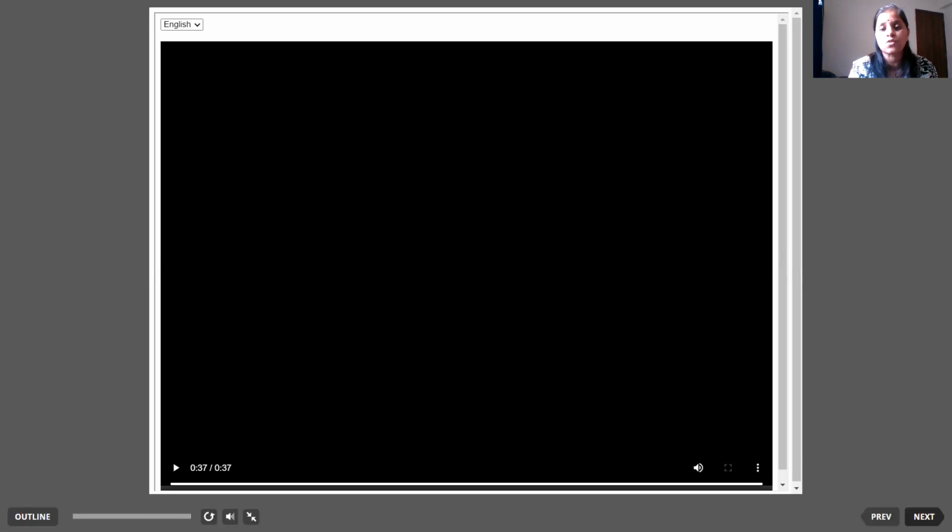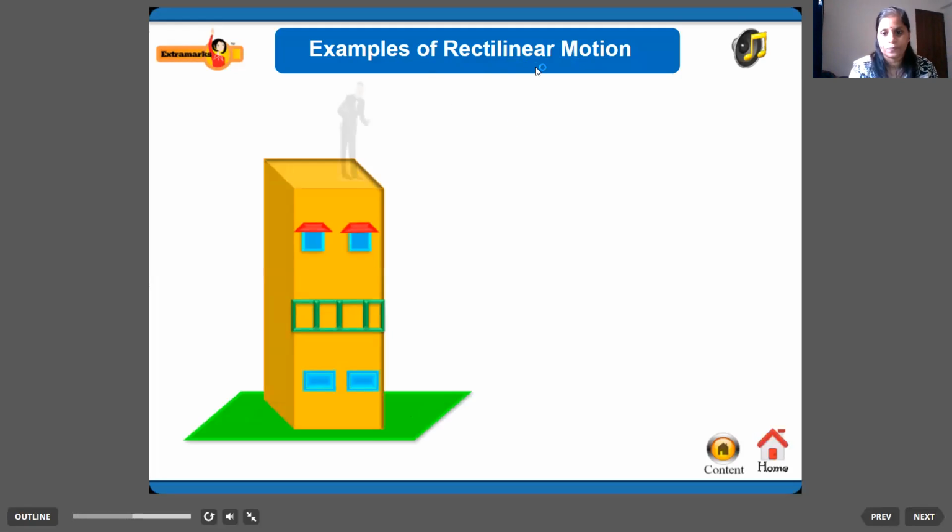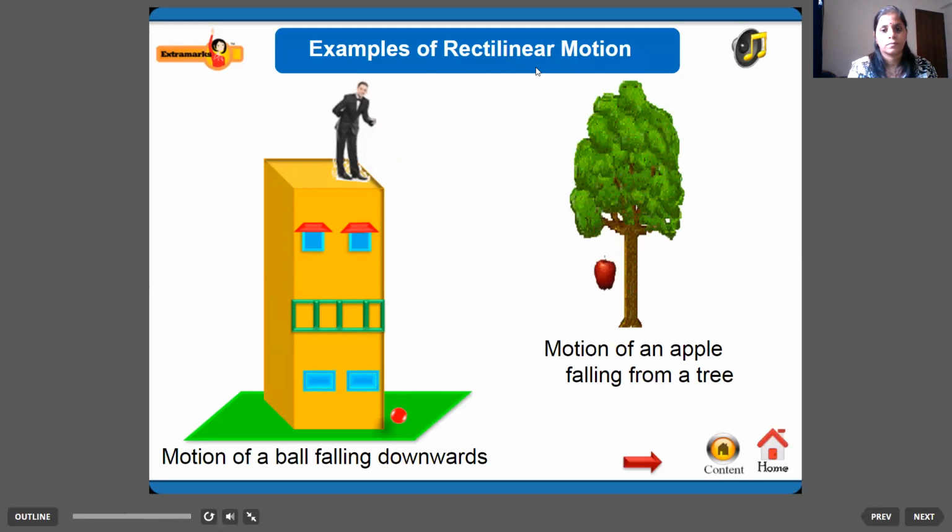When an object moves in a straight line, we call it a rectilinear motion. And when an object makes a curve and moves, we call it a curvilinear motion. Now let's understand an example of rectilinear motion. We know that both a ball falling down and an apple falling from a tree are examples of rectilinear motion.